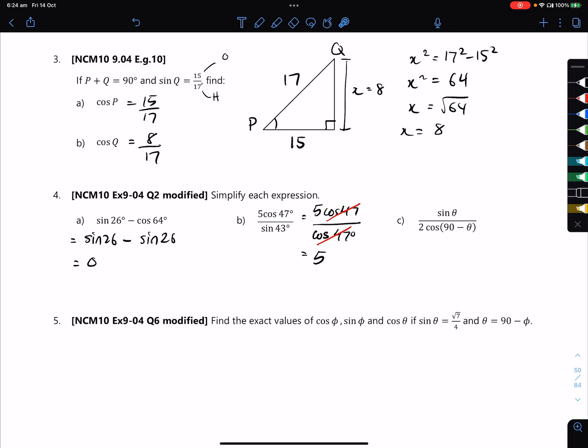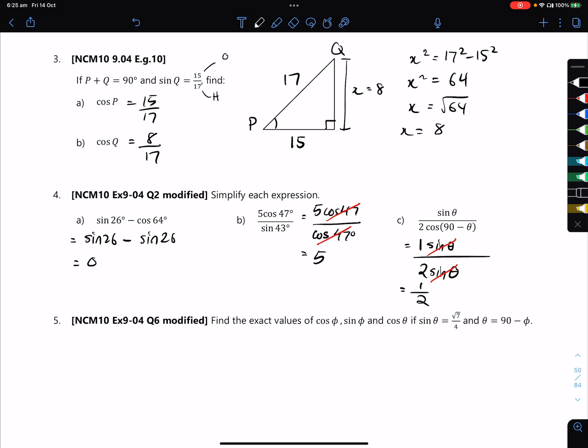Now, as for C, I would leave sine theta on top. Whereas on the bottom, we've got 2 cosine 90 minus theta, and we can change that into sine by removing co of this. And 90 minus theta just becomes theta, which is the complementary angle. So then you've got sine theta on top and the bottom, but you know that when you cancel everything out on the top or the bottom, in this case, this top bit here, we have to write 1. So our final answer should just be half.